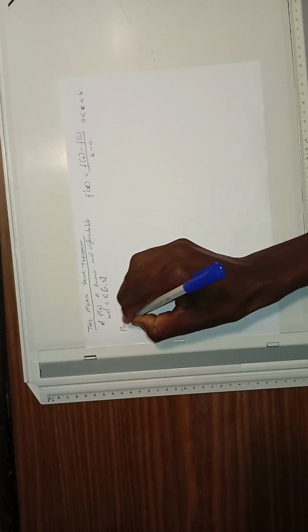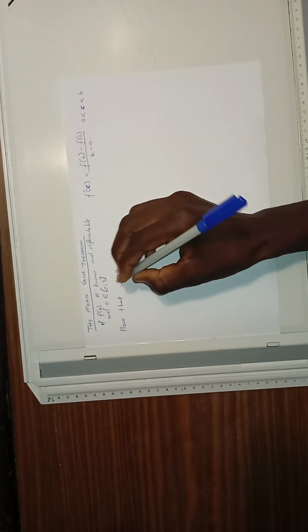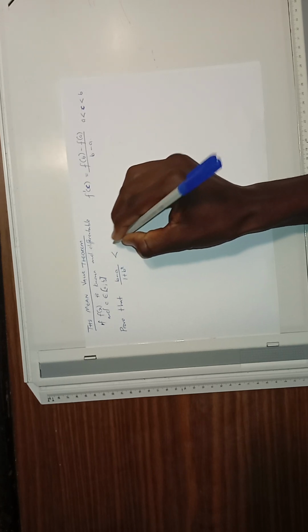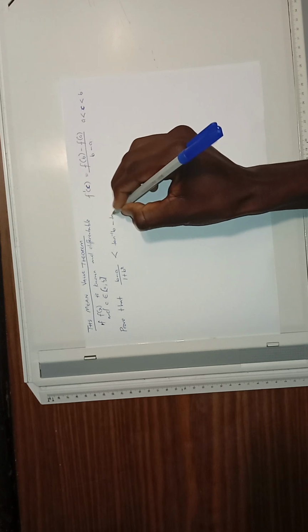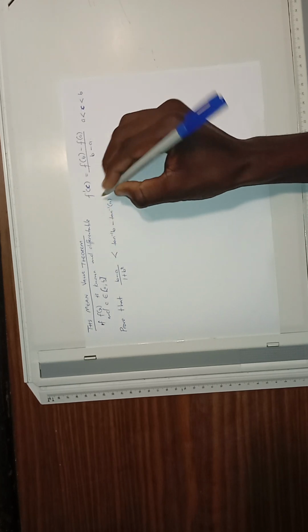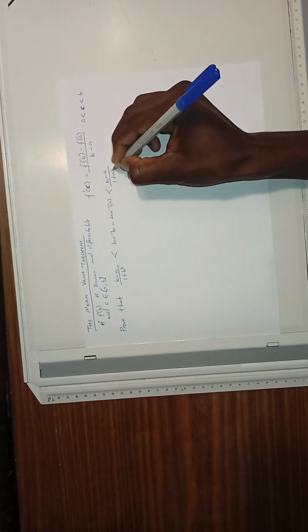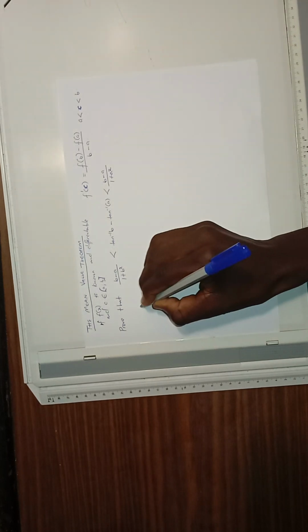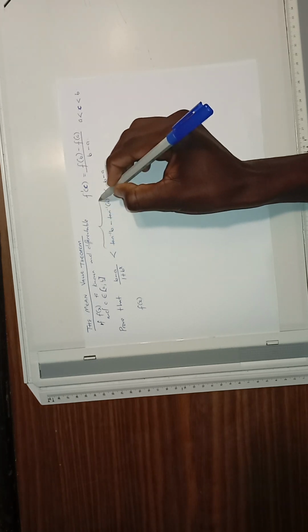So let's go to the question. The question comes like: prove that b minus a over 1 plus b squared is less than arctan of b minus arctan of a, which is less than b minus a over 1 plus a squared. So in this question we have to deduce f of x. So our f of x, we get our f of x here.